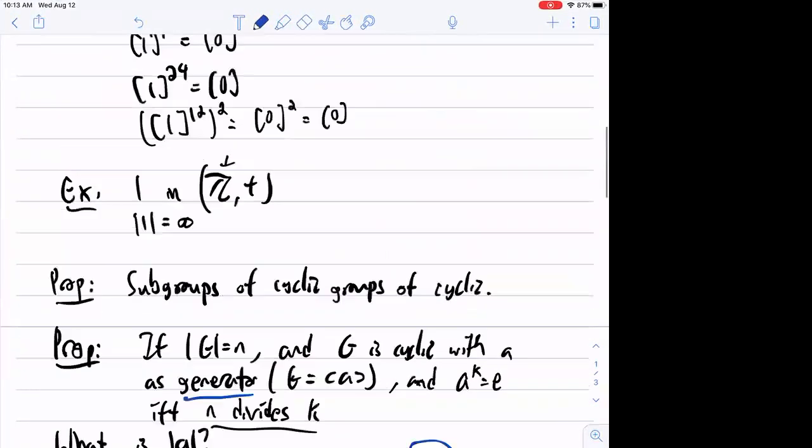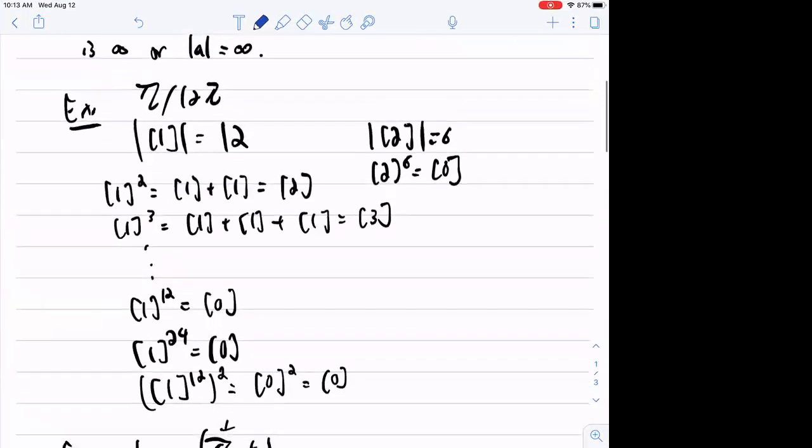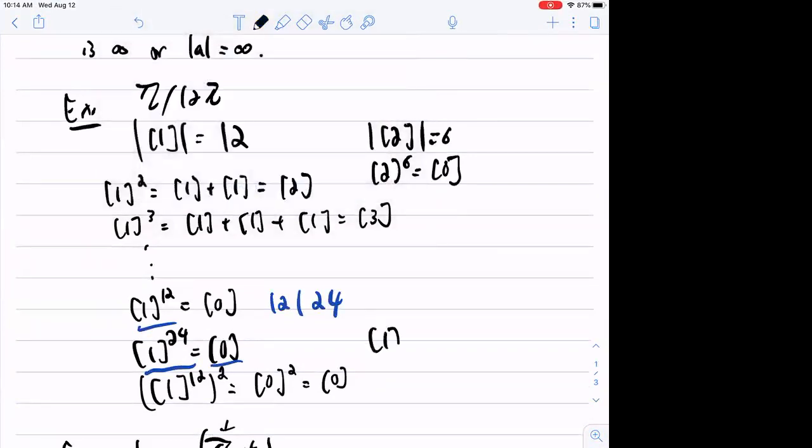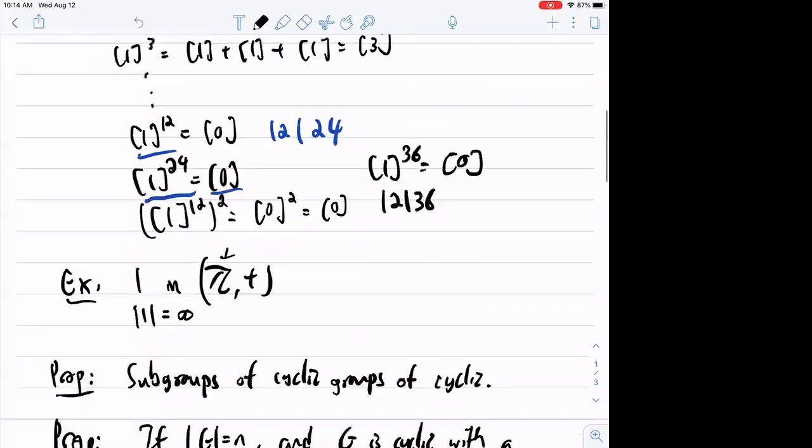For example, the order here is 12. And then here I raised it to 24 and I got 0 as well. So 12 divides 24. And then here, 1 to the 36 is also 0. And from here, 12 divides 36. So this is your explicit example.